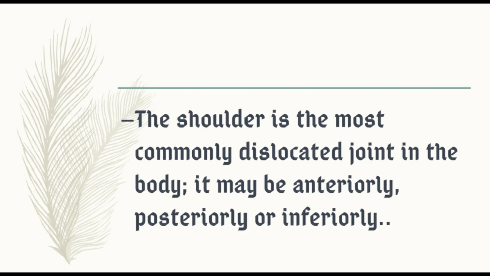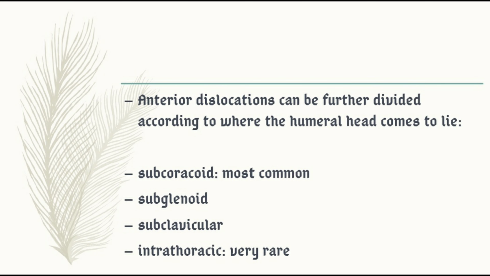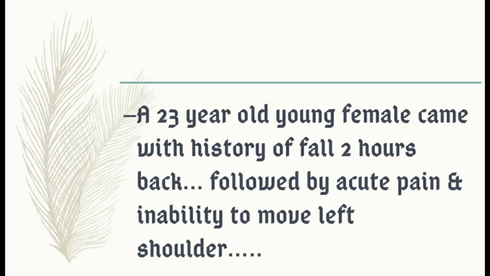The shoulder joint is the most commonly dislocated joint in the body, and the dislocation, depending upon the direction, could be anterior, posterior, or inferior. Approximately 85 to 98% of all shoulder dislocations are anterior dislocations. Anterior dislocations can be further subdivided according to where the humeral head comes to lie, and it can be subcoracoid, which is the most common, or subglenoid, or subclavicular, or intrathoracic, which is very rare.